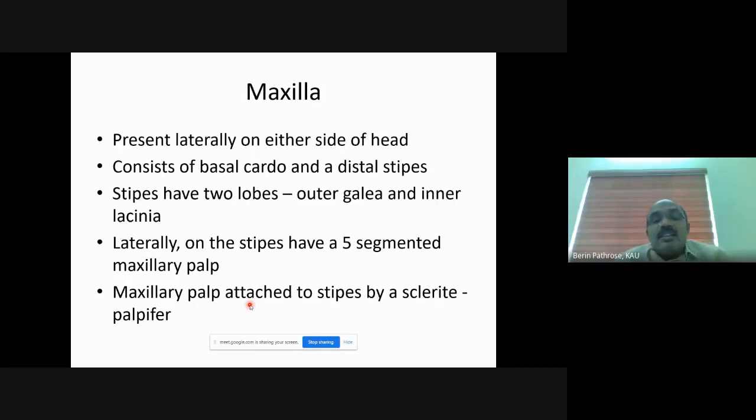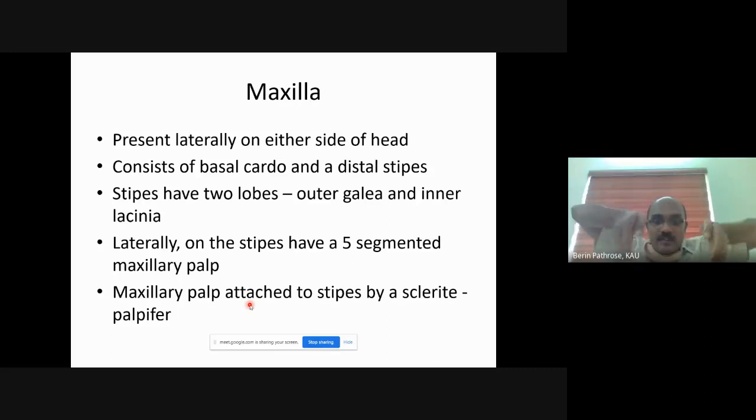Coming to the next part, that is maxillae. So this was labrum, and beneath the labrum, posterior to labrum, we had a pair of mandibles, and posterior to mandibles, we have a pair of maxillae. So here it is mandibles, here it is maxillae. Again, just like mandibles, maxilla is present on either side of the head.